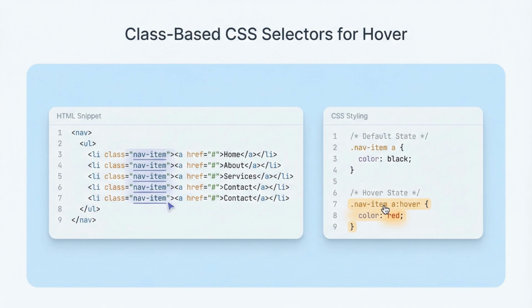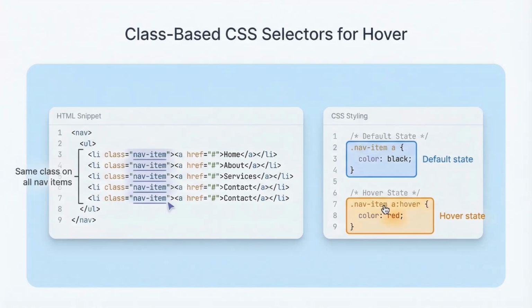First, you define the default style for the link. Then, using the same selector plus :hover, you define what it looks like when hovered. The browser handles the switching automatically. Notice the pattern here. You have a default state rule that sets the baseline appearance of the links, and a hover state rule that overrides specific properties when the cursor is on the element.